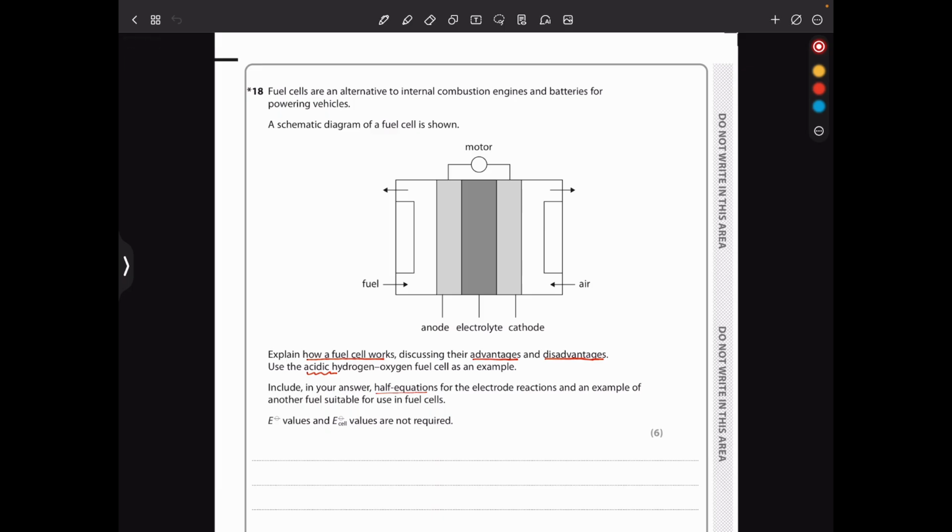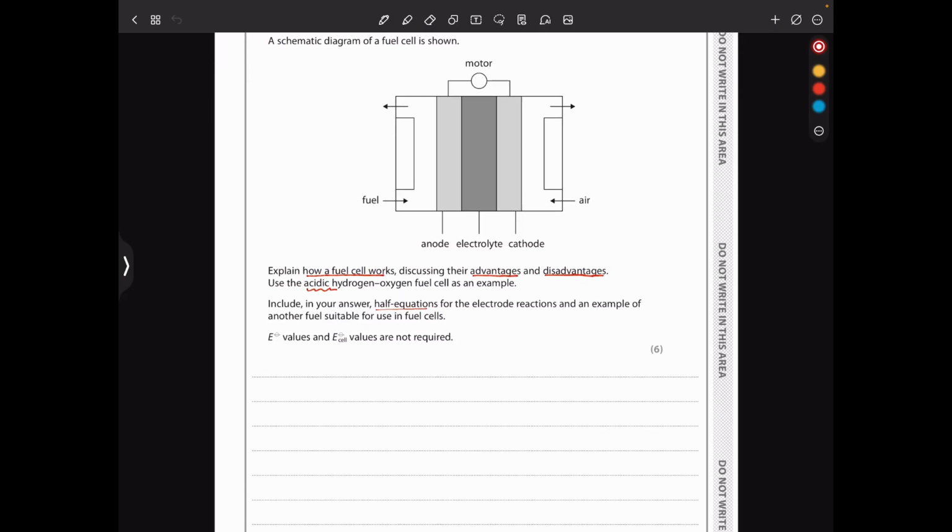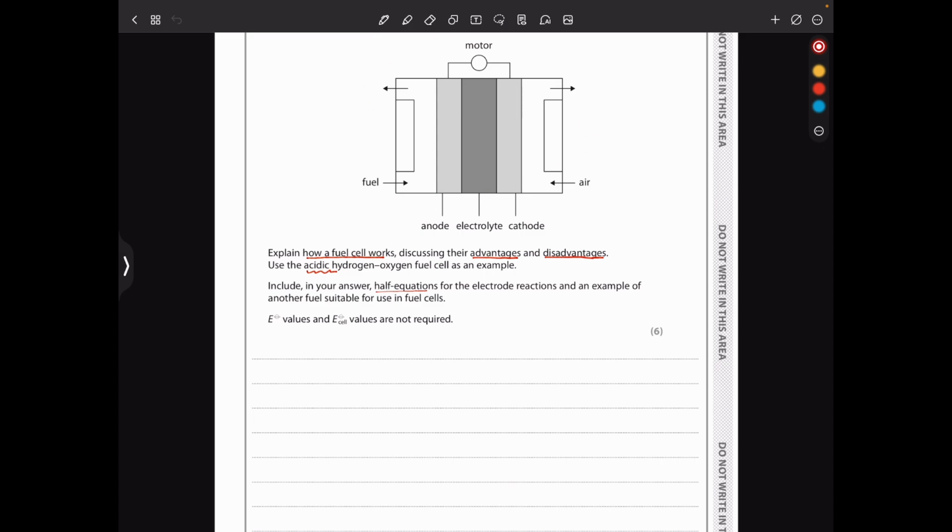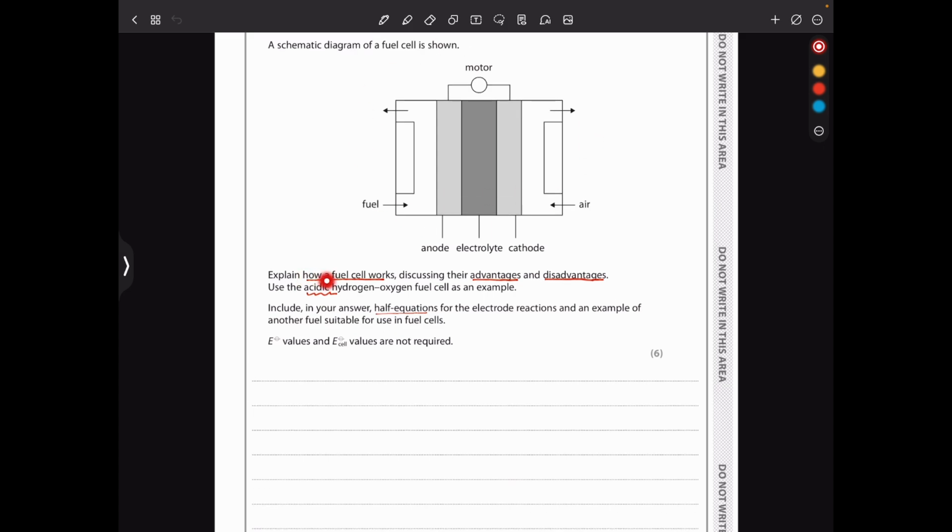In question 18, fuel cells are an alternative to internal combustion engines and batteries for powering vehicles. A schematic diagram of a fuel cell is shown, which is what we see here. So they say explain how a fuel cell works, discussing the advantages and the disadvantages. Use the acid hydrogen fuel cell as an example, and include in your answer equations for the electrode reactions and an example of another fuel suitable for use in fuel cells. E theta values and E theta for the cell are not required.